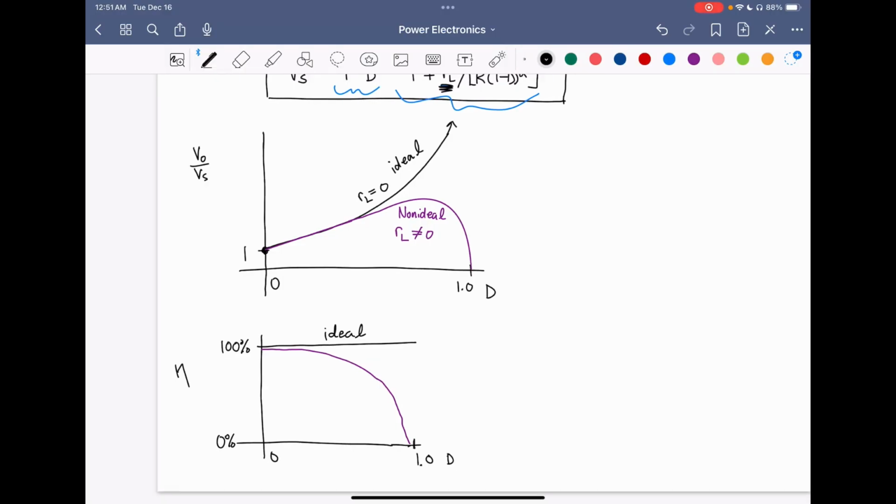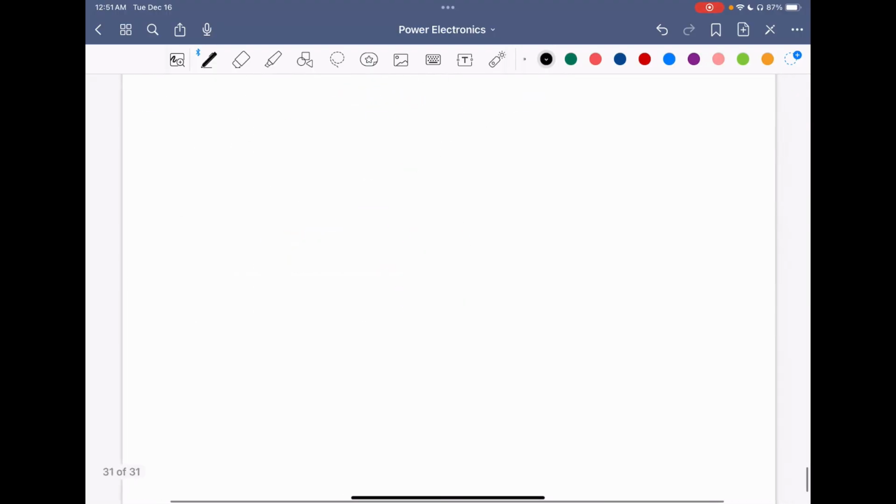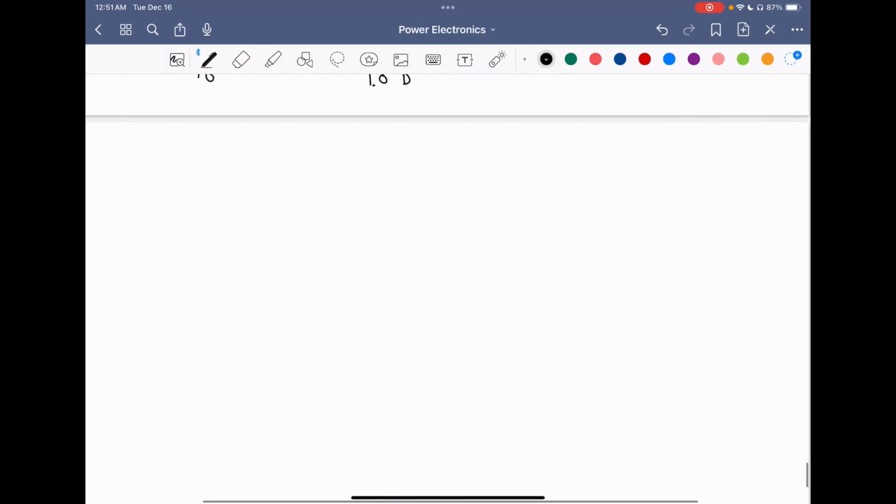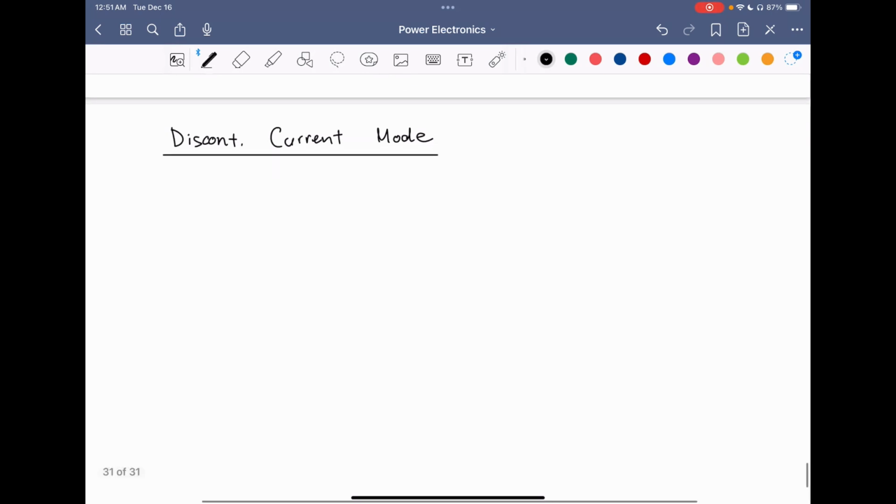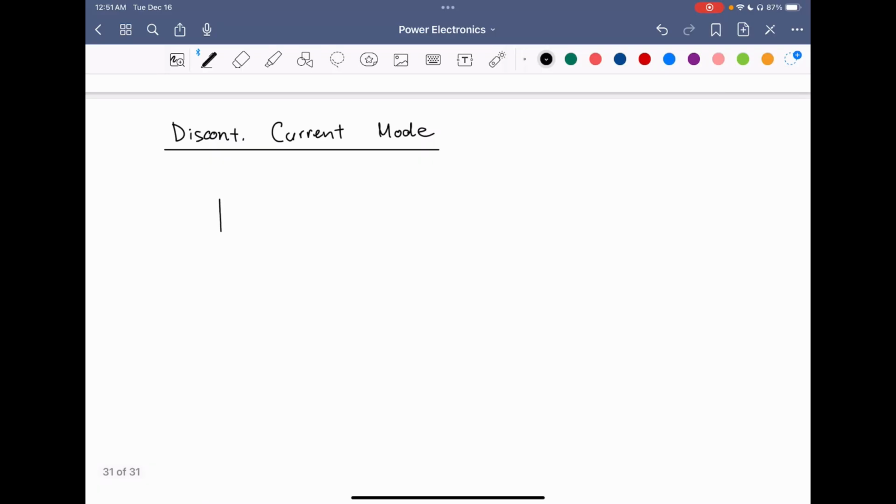So we've analyzed the circuit so far in the continuous current mode. Now we're going to move on to analyzing the boost converter in the discontinuous current mode. The discontinuous current mode for the boost converter is actually used in some applications for control reasons, so it's very good to study. So let's start by looking at the inductor current waveform in the discontinuous mode. By definition, in the discontinuous current mode, the inductor current reaches zero.